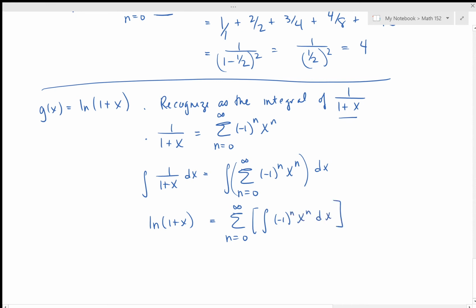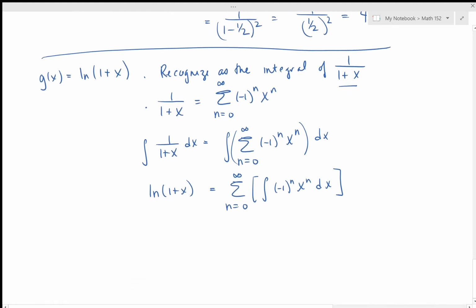We are permitted to do that via that theorem above, so long as we are within the radius of convergence. So I then perform this integration here, and I find that this is the sum from n equals 0 to infinity of minus 1 to the n x to the n plus 1 over n plus 1. And that is the power series representation for this function right here.